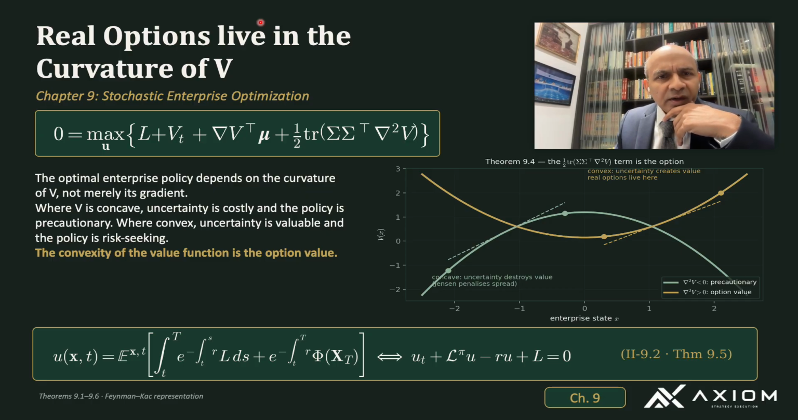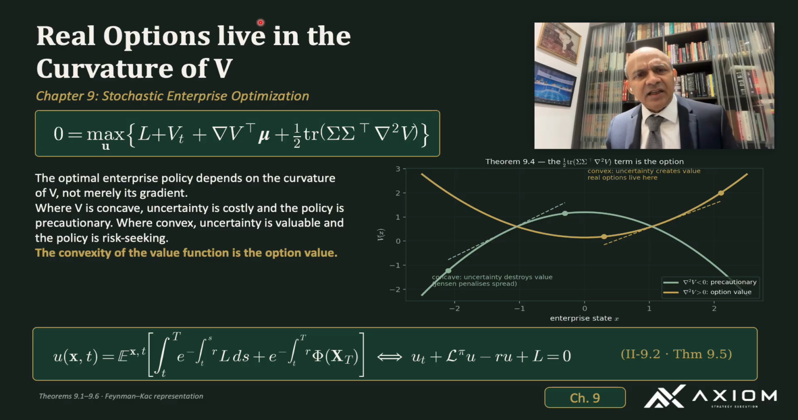Theorem 9.4, the stochastic HJB. In stochastic enterprise control, the value function satisfies a stochastic HJB equation in which the deterministic state transport term is replaced by the diffusion generator, so optimal decisions account explicitly for both expected dynamics and uncertainty. The new term is the trace of the diffusion against the Hessian.